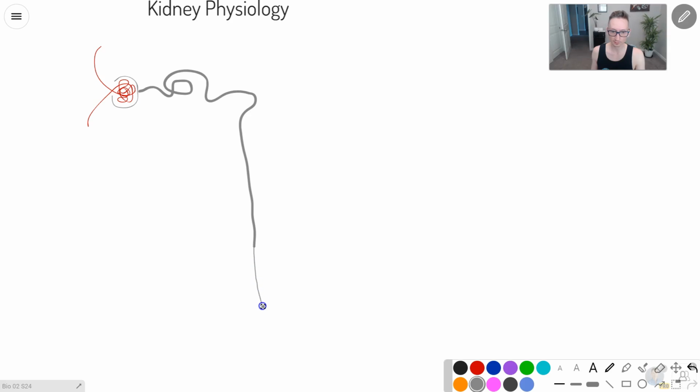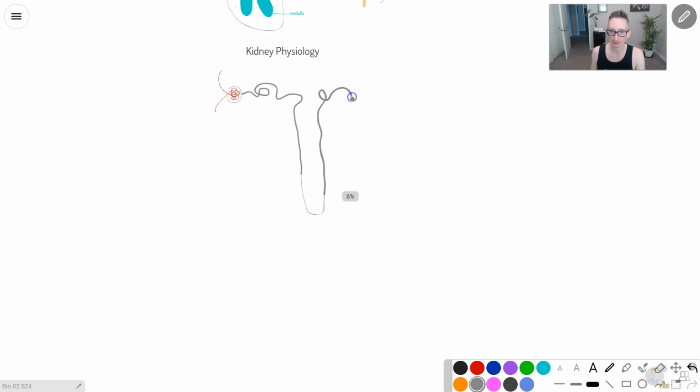And then we come up into the ascending loop of Henle, and then it comes around. I kind of went too far over, so I'm going to fix that. Then we got a distal convoluted tubule, and then it comes back over. We'll zoom out just so I make this thicker now, into our collection duct. Boom.